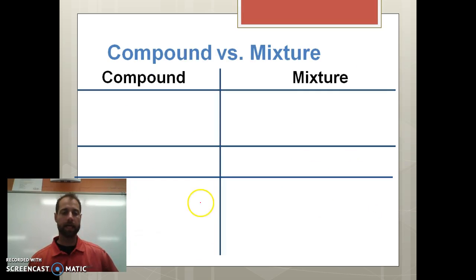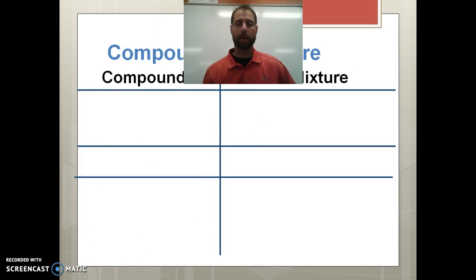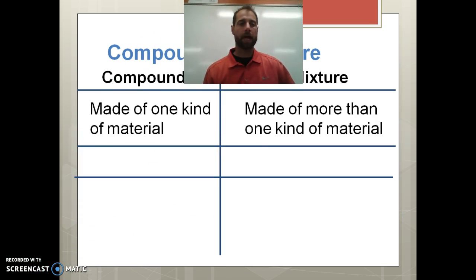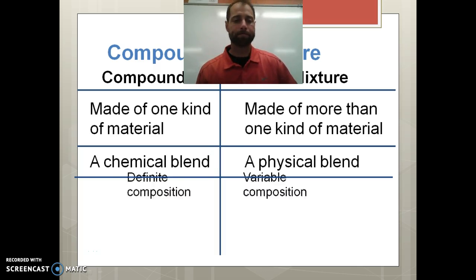Alright, so let's take a look at contrasting a compound and a mixture. A compound, remember that we have one type of material. In a mixture we have more than one. A compound is a chemical blend of elements. A mixture is a physical blend of compounds, usually, maybe elements, but it's a physical blend.